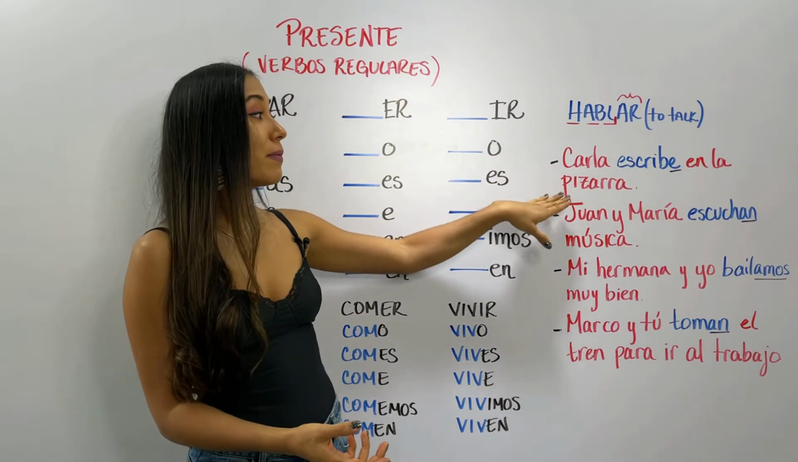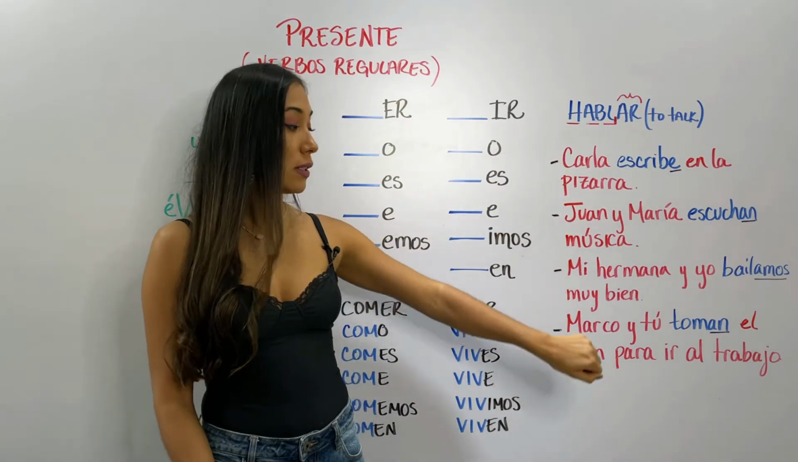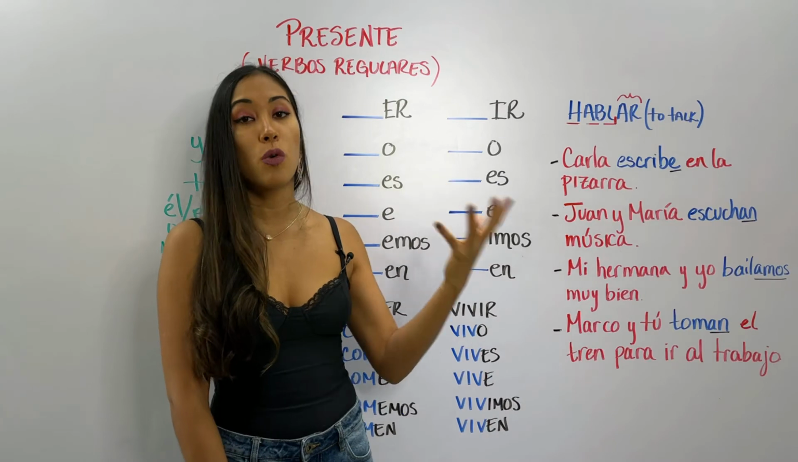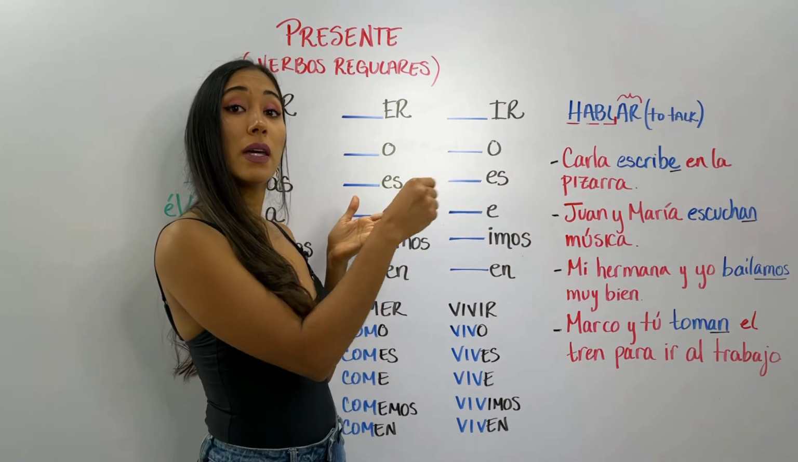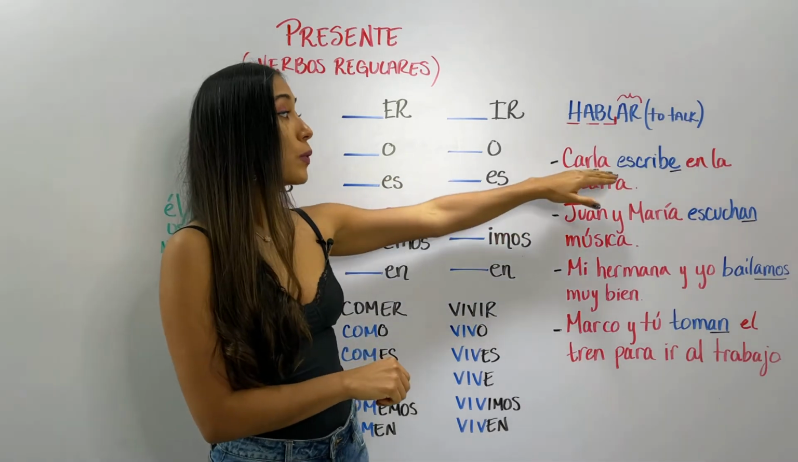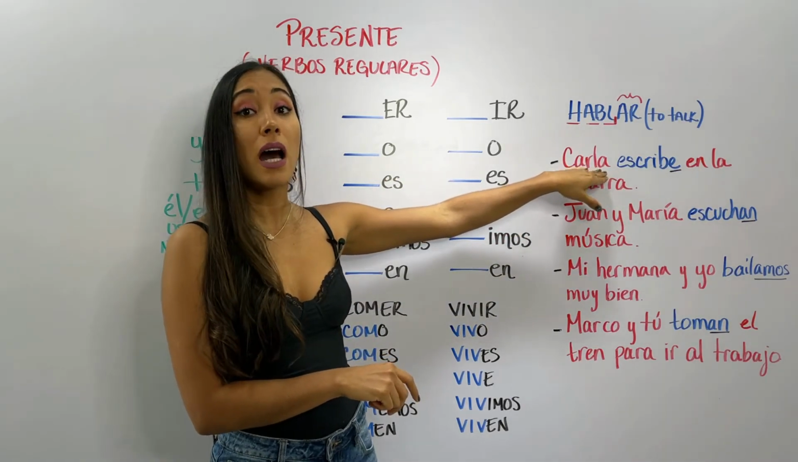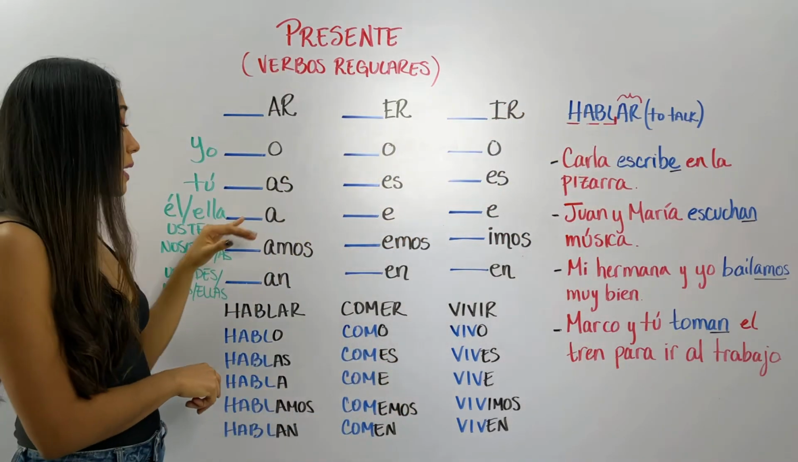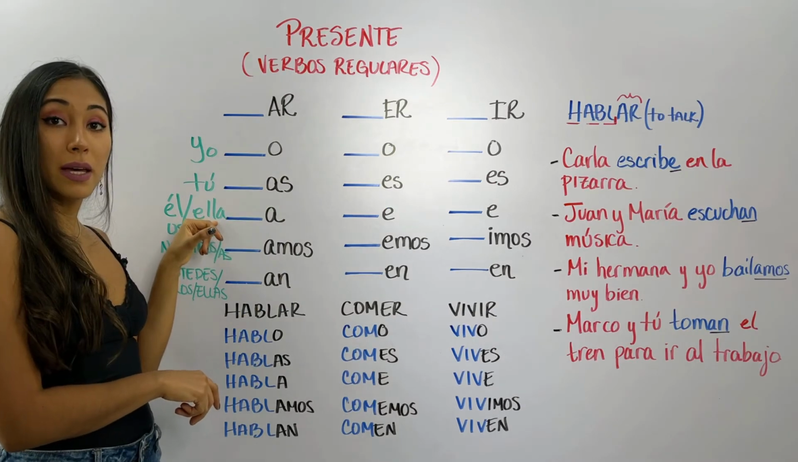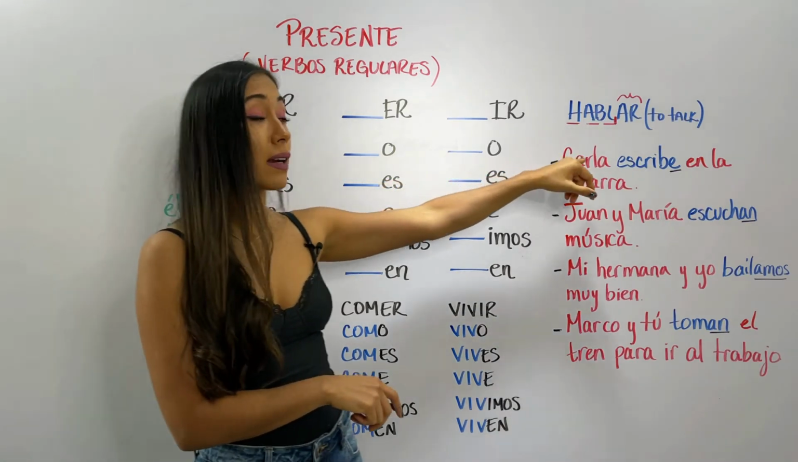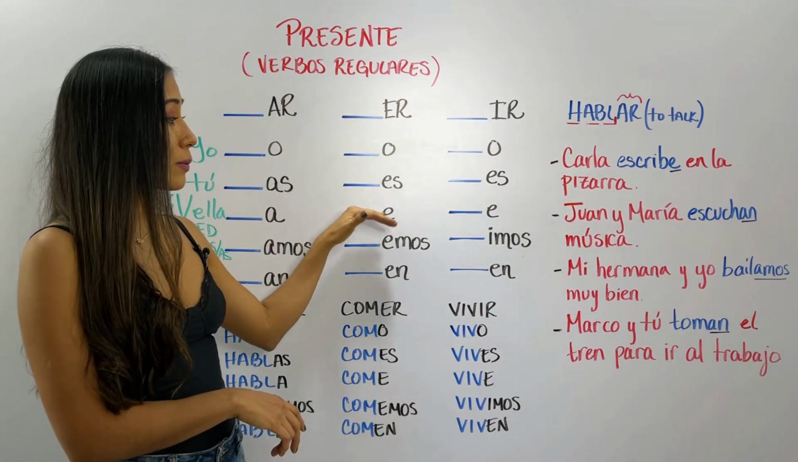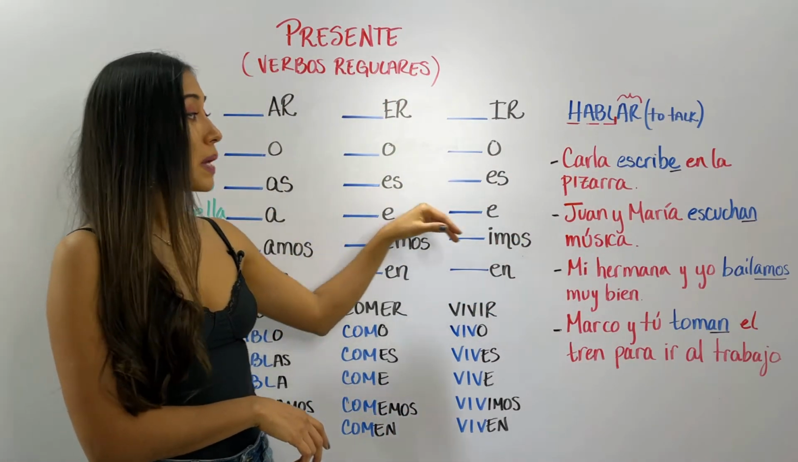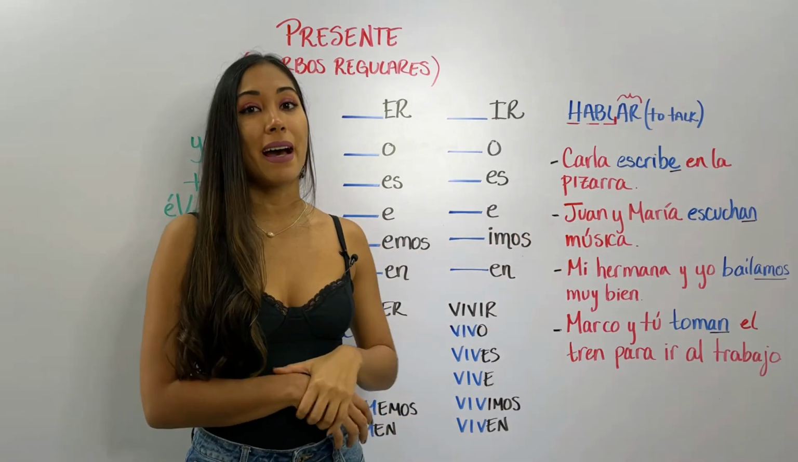Carla escribe en la pizarra. We call this pizarra o pizarrón, could be also pizarrón. Carla escribe en la pizarra. So, my subject is Carla. It's the same as ella, okay? I can have ella or I can have Carla, right? But the conjugation is going to be this one. Same. Bien?